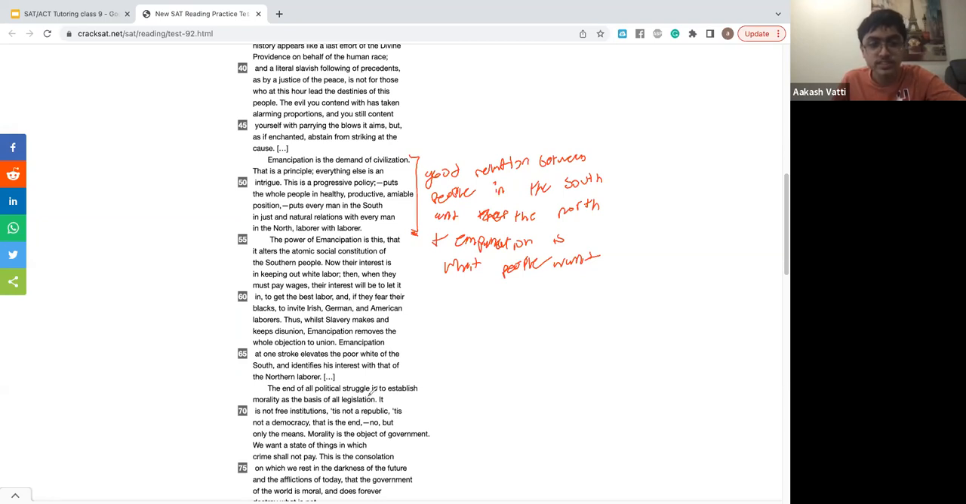Emancipation at one stroke elevates the poor white of the South and identifies his interest with that of the Northern laborer. So says emancipation is good.